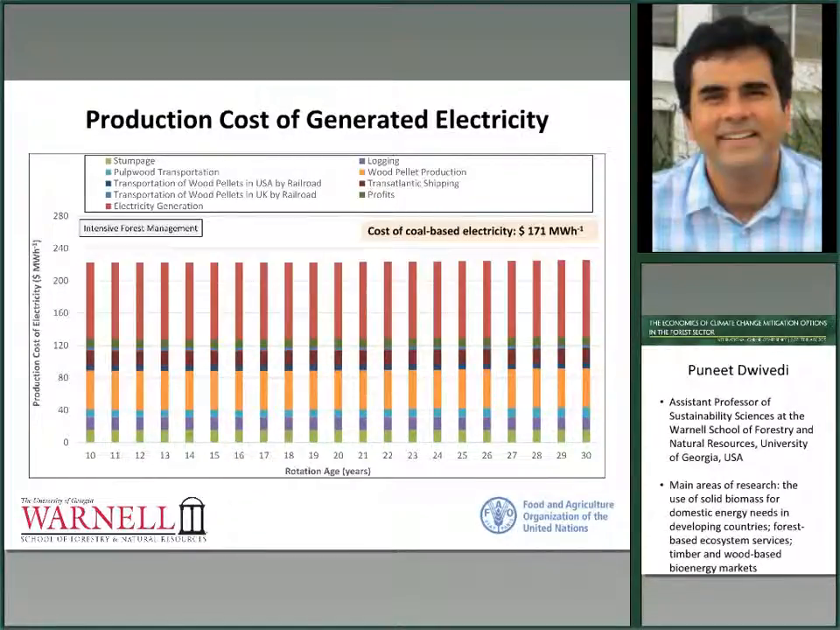The feedstock portion of the cost, which includes the following steps: feedstock purchase cost, logging costs, and transportation of feedstock from harvested tracts to a wood pellet plant, contributed about 19 to 20% of the unit production cost of generated electricity on an average.